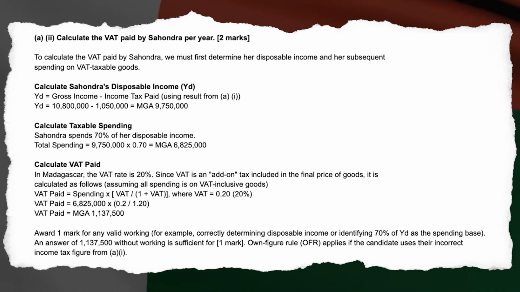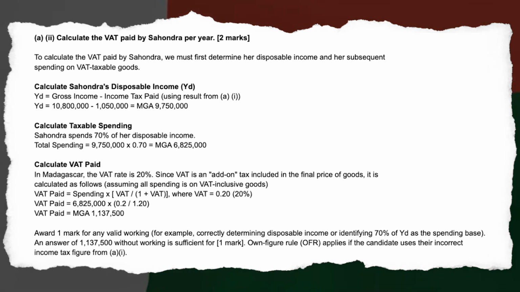A2. Calculate the VAT paid by Sahandra per year. 2 marks. To calculate the VAT paid by Sahandra, we must first determine her disposable income and her subsequent spending on VAT taxable goods. Calculate Sahandra's disposable income, YD. YD equals gross income minus income tax paid, using the result from A1. YD equals 10,800,000 minus 1,050,000 equals MGA 9,750,000.